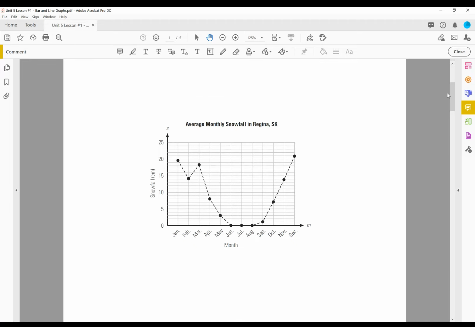Basically, here's an example. So this is an example of a graph. It's the average monthly snowfall in Regina, Saskatchewan. So the title is very important. You always have to have a title. You always have to label each axis. And so in this case, this axis is the S-axis. It's also known as the Y-axis. And down here we have the M-axis, which could also be referred to as the X-axis.